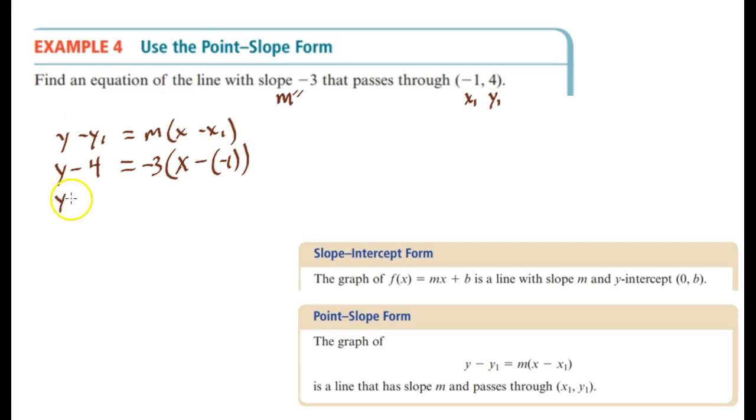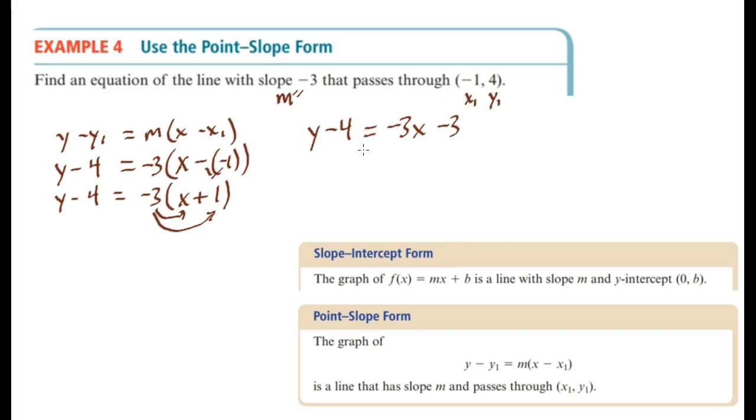So we have y minus 4, and we'll go ahead and simplify the right side of the equation first. And we have -3, x plus 1. And then at this point, because we see that negative and negative becomes positive, we want to distribute the -3 through the parentheses. So we have y minus 4 still equals, now we'll distribute the -3 through the parentheses, and we have -3x minus 3.